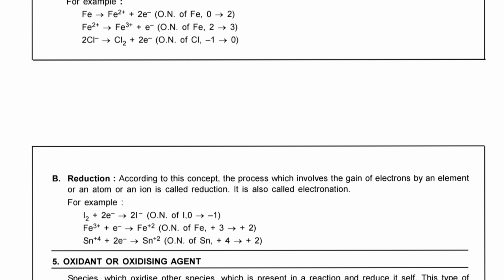You can see here the oxidation number decreases from 0 to -1. You can see here that an increase in negative valency is reduction. You have studied this previously in this topic, and you can see here from +3 to +2 positive valency decreases. This is reduction.